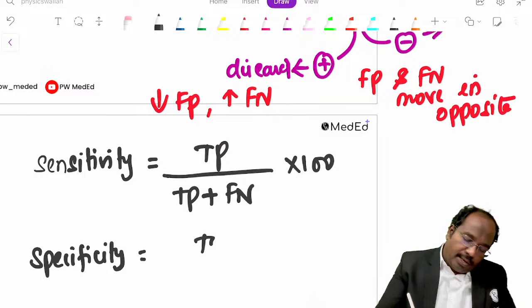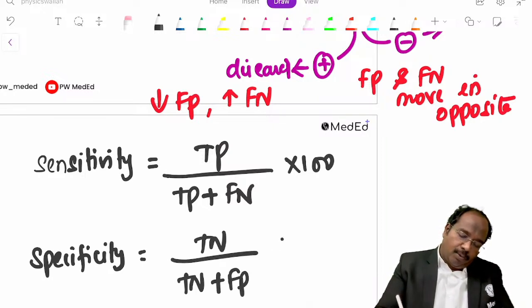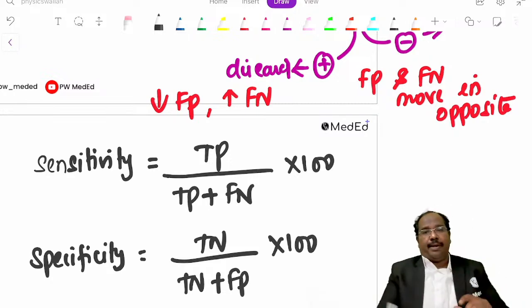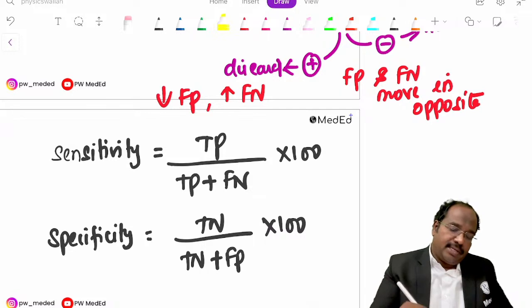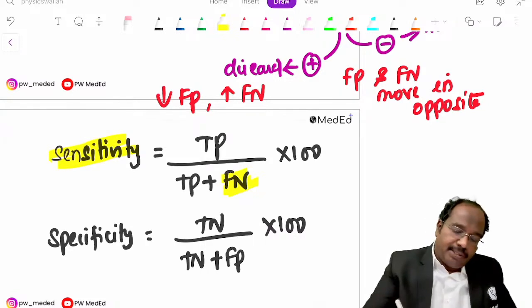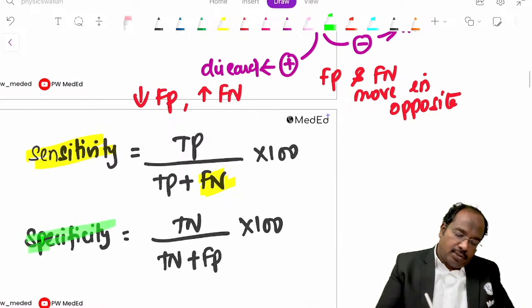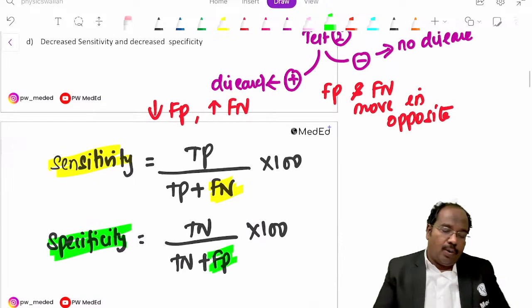Specificity is true negatives plus false positives multiplied by 100. Okay, fine. So both are, look here, sensitivity is inversely proportional to false negatives. Specificity is also inversely proportional to false positives. Okay, fine. Now what will happen here?